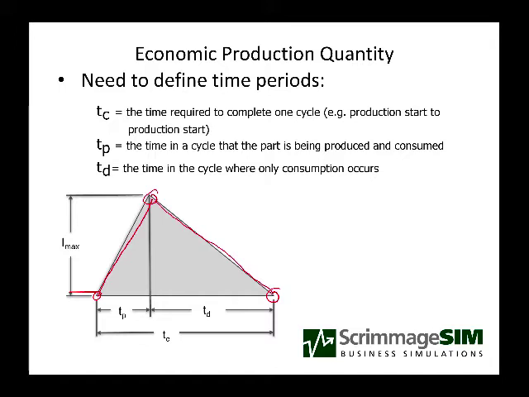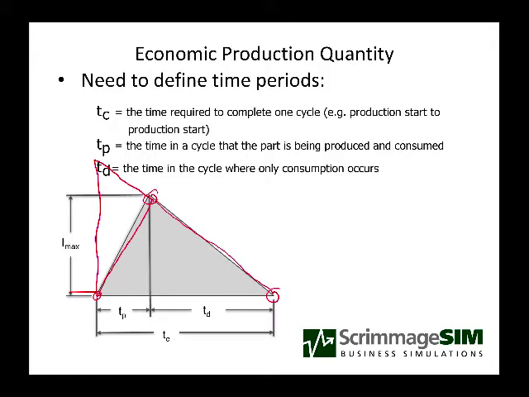We look at this triangle, which is different than the economic order quantity triangle, because we are building the inventory at a rate rather than instantaneously having the inventory show up. In the EOQ, we have the maximum inventory that we then consume until the next order is placed. In the economic production quantity problem, we're building up this inventory level.